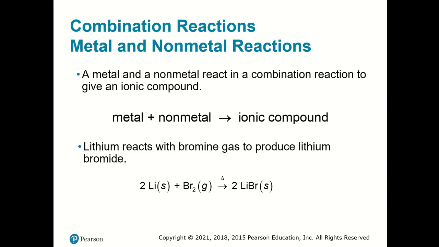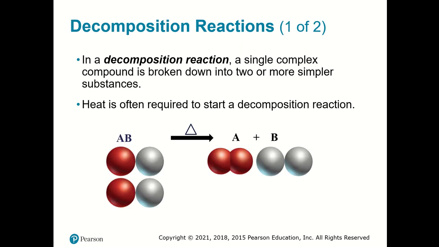So a metal and non-metal react with a combination reaction to give an ionic compound. So we have metal and non-metal, like you have here lithium and bromine. So we produce lithium bromide. That is metal and non-metal. We have ionic compounds over here.